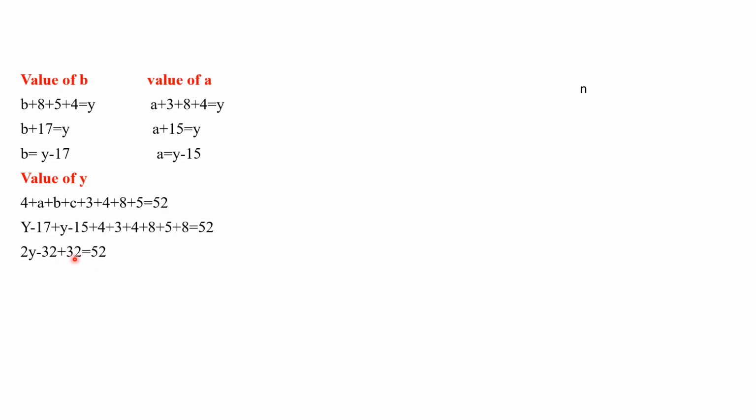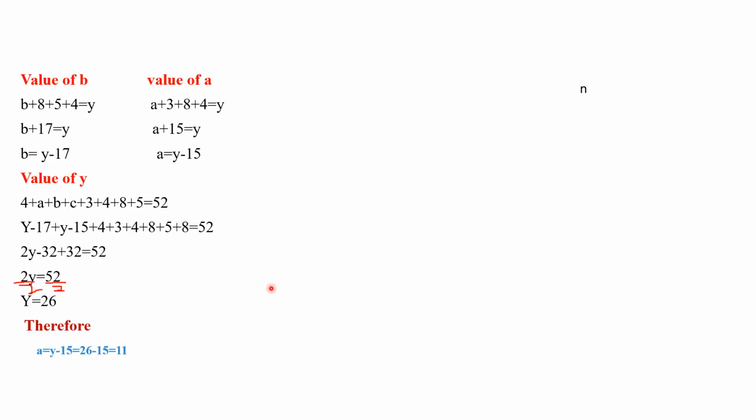But negative 32 plus 32, I get 0. So here we remain with 2Y is equal to 52, and we shall get the value of Y as 26. Here we divide by 2, and the other side we also divide by 2. 52 divided by 2, I get 26.